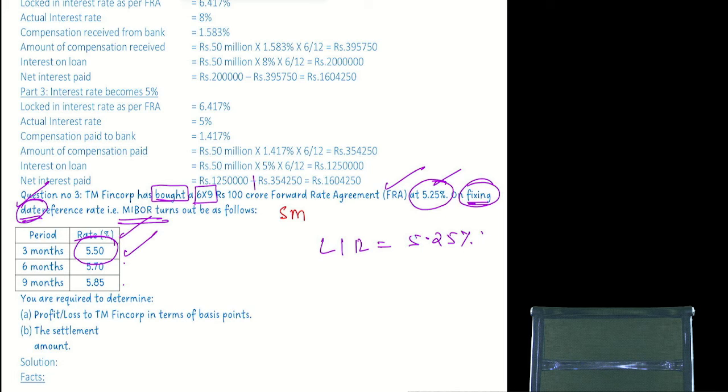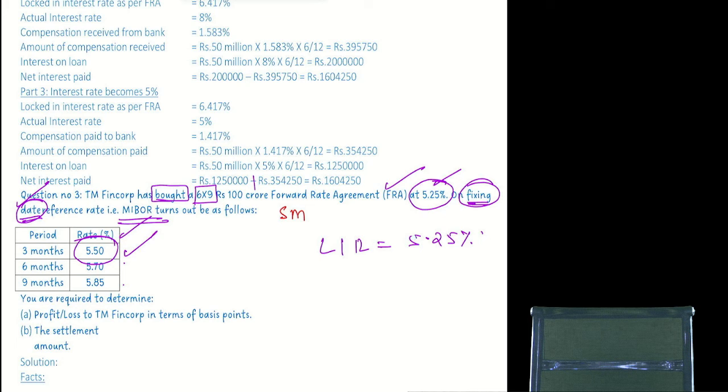You locked in that MIBOR happens to be 5.5 after 6 months. Now tell me, you agreed to buy at what rate? 1 MIBOR equal to how much did you agree to buy? 5.25. That rate of MIBOR has become 5.5 after 6 months. You will take a counter sell at 5.5. Original buy, counter sell: profit or loss? Bought at 5.25, sold at 5.5. How much profit?